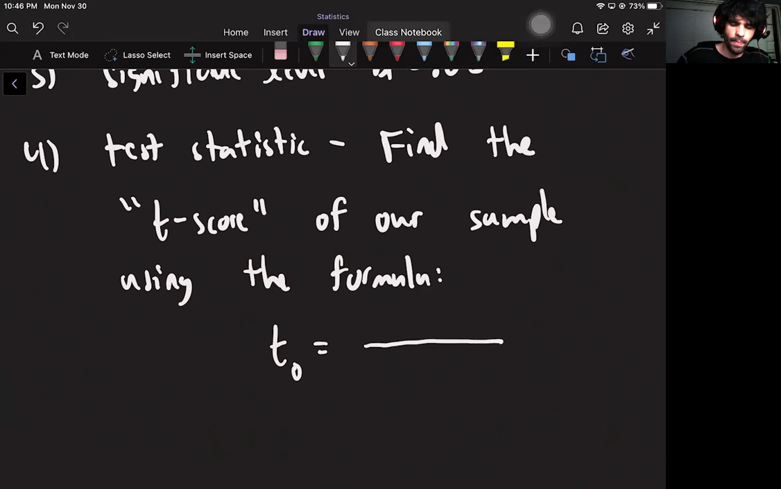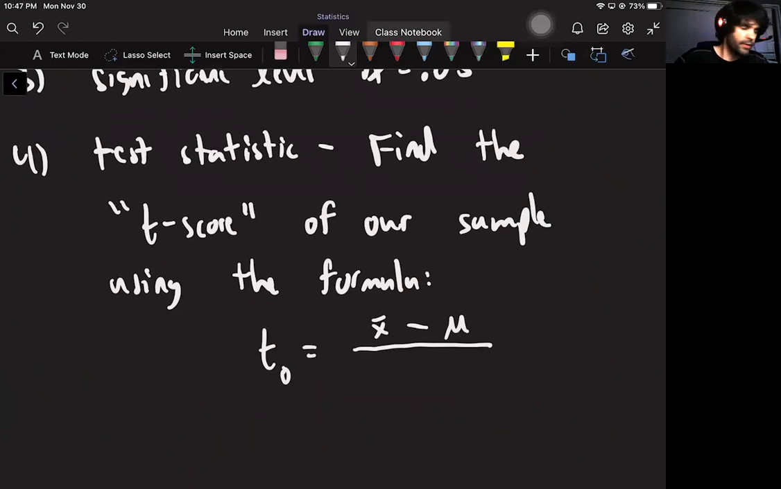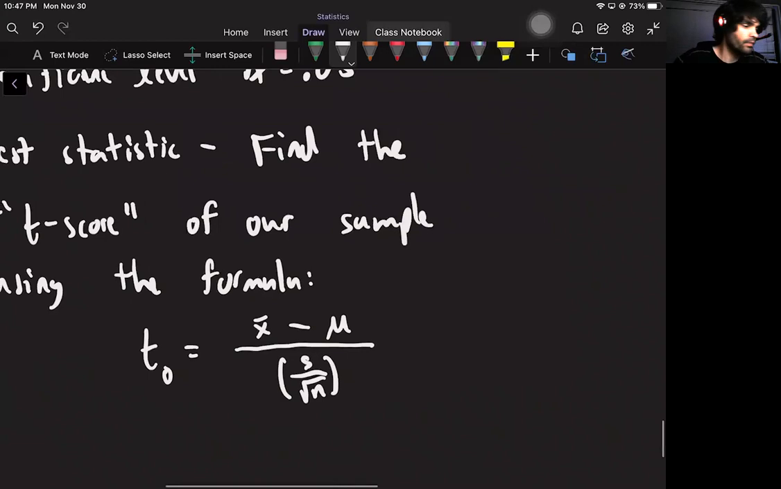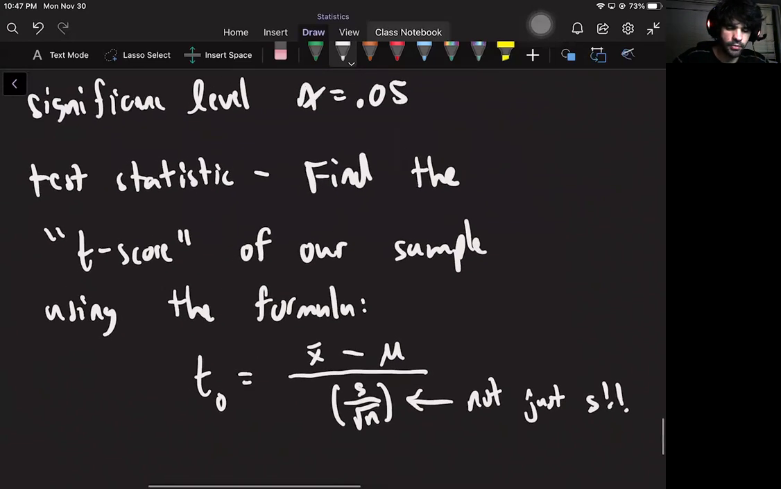And it's going to be, well, it's how far away our thing is from the actual thing. Same idea as z-scores. So our sample was this x bar, and the actual mean is mu. So we're going to see how far away it is from the actual mean. Then we're going to divide by the standard deviation, but the standard deviation of the t distribution, not just the standard deviation s. So it's s over square root of n. That was what we saw a long time ago. That's the standard deviation, not just s. Okay, so you got to take into account the sample size.